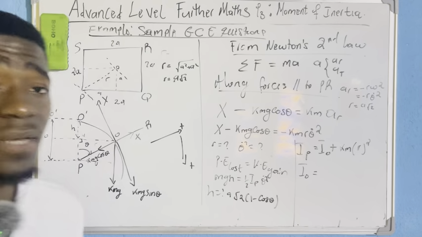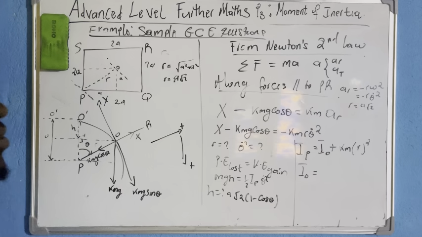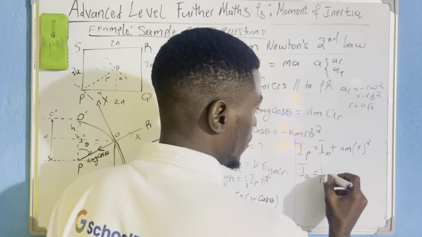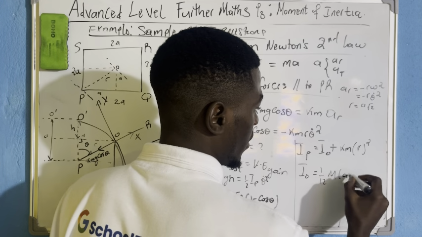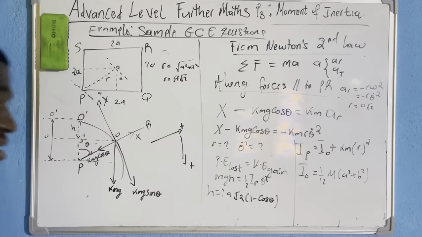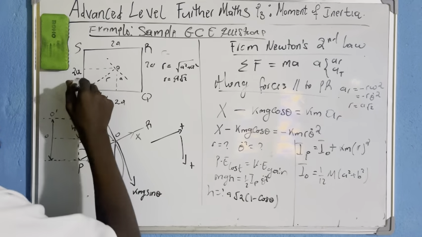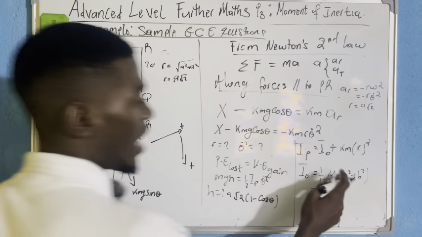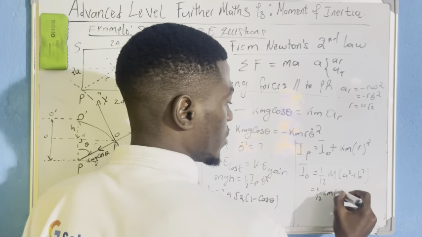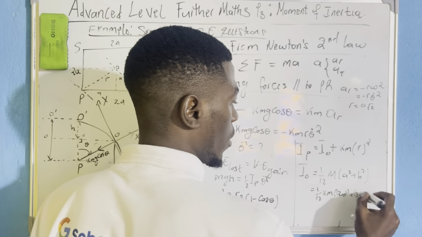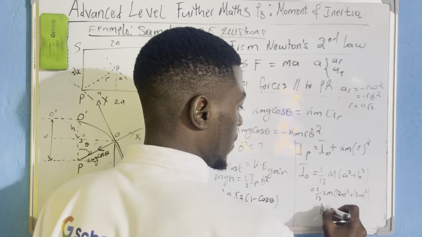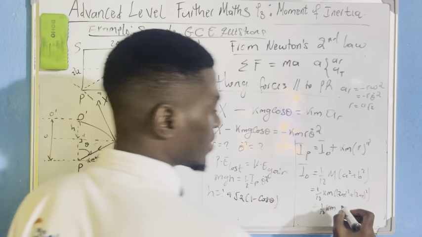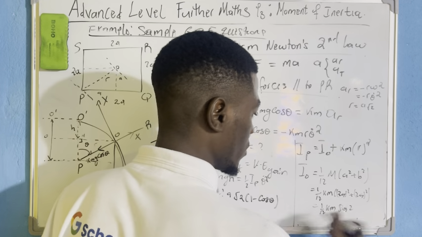They were supposed to give the moment of inertia about the center of the lamina of a square. Moment of inertia of a square from the center. I think it is 1 over 12 m (a square plus b square). It is not inside the formula below, they were supposed to give it. Now here our side is 2a. It means I will have 1 over 12 km into (2a) all square plus (2a) all square. So I will have 1 over 12 km, 2a square plus 2a square will be 4 plus 4, 8. It will be 8a square.